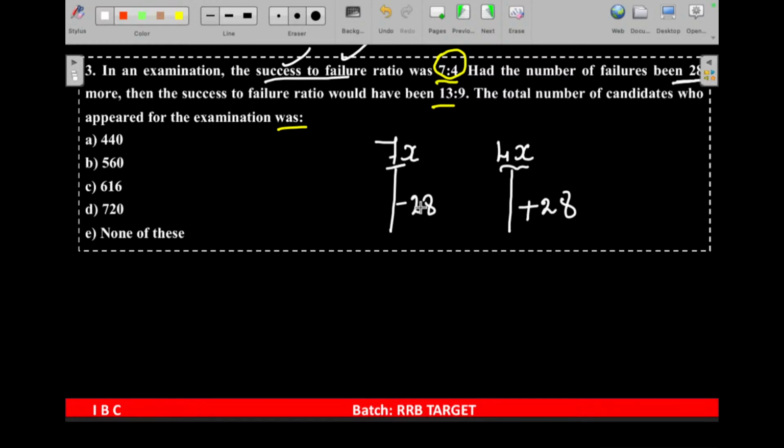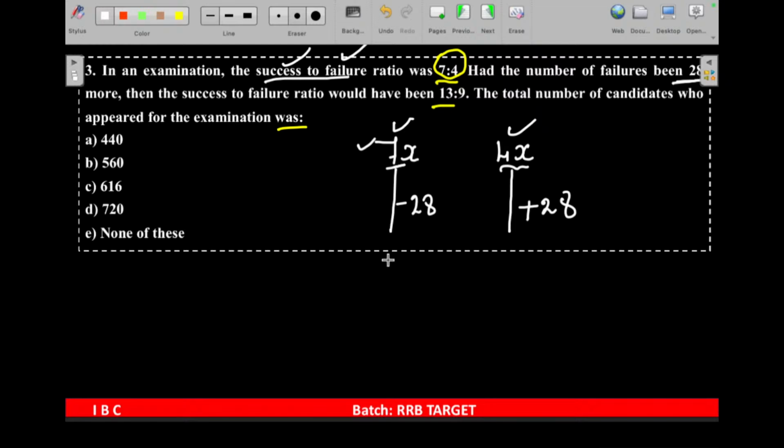Understood or not? See, in a class, first exam, first internal, these members are passed, these members are failed. Now next exam, 2 more members are failed. More means who passed in the previous exam, they are failed now. Understood, right? So very important concept this is also.